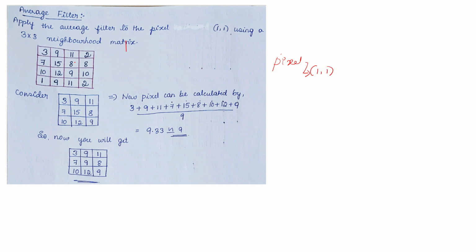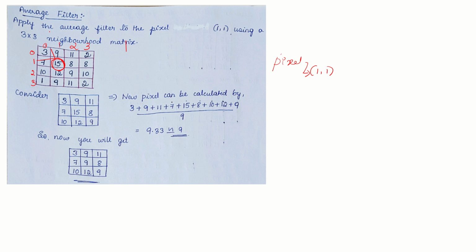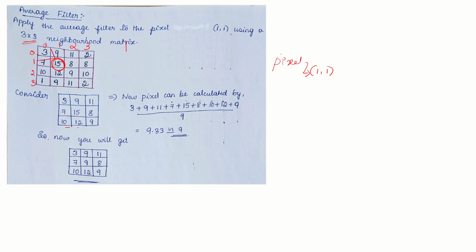So in this particular image, what is that 1, 1? Again we have to write 0, 1, 2, 3, 0, 1, 2, 3. If I do that, 1, 1 will come at this particular location, that is 15. So this is my center pixel. By considering this, I have to solve. Apply the average filter to the pixel 1, 1 using a 3 cross 3 neighborhood matrix. If this is my center pixel, my 3 cross 3 matrix would look like this: center pixel is 15, 3, 9, 11, 7, 15, 8, 10, 12, 9.